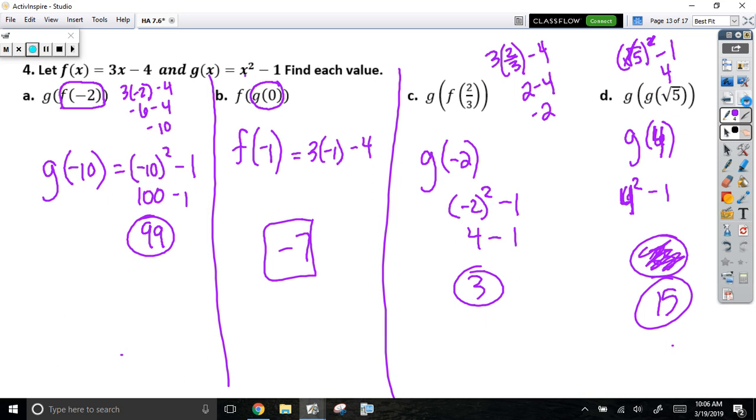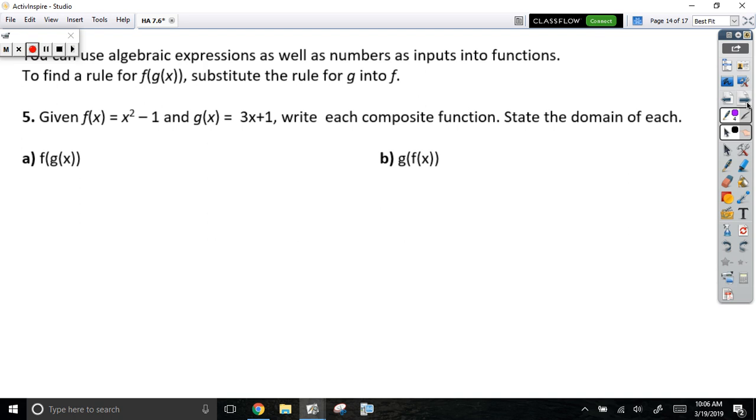Alright, now the last thing we're going to look at today, it's probably just number 5, we'll see if we get to 6, is take away the numbers and just have x's. Okay? So we have 2 functions given, f of x and g of x, and they want us to write the composite function, which is literally taking one function and plugging it into the other one. So the first one is f of g of x. So again, you start on the inside. So go to the g of x function. You're taking that whole function and you're plugging it into the f of x function for x.